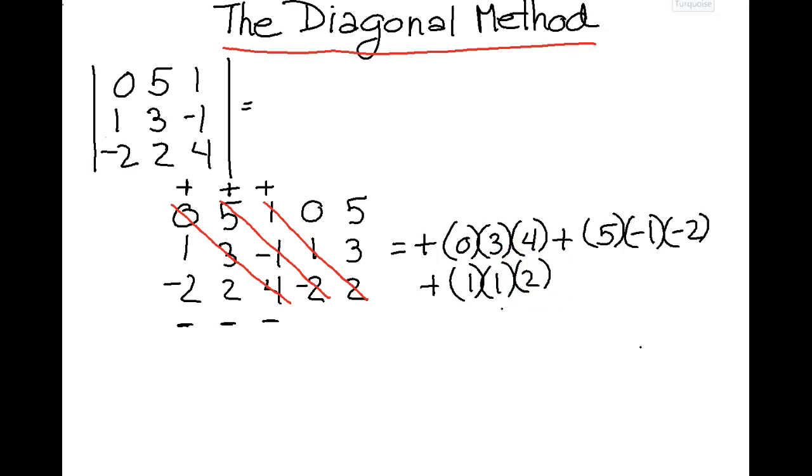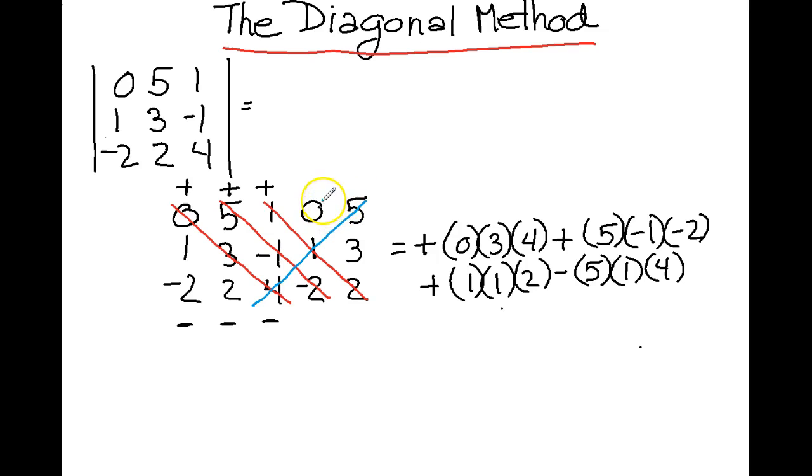Now I'm going to pick a different color to draw through my diagonals. This time, I'm going to start at the top right-hand corner and draw a diagonal through here. And I notice at the bottom is a subtraction, so I'm going to subtract the product of those numbers: 5 times 1 times 4.